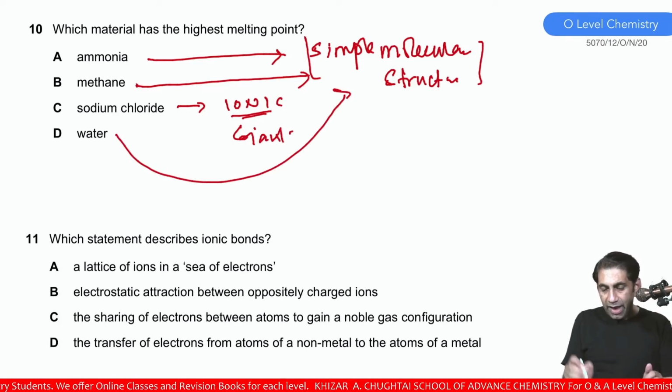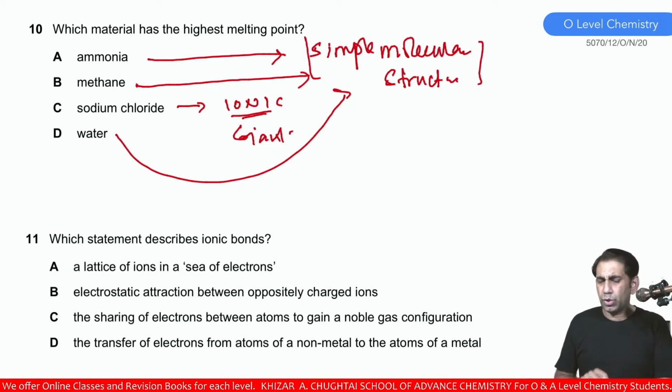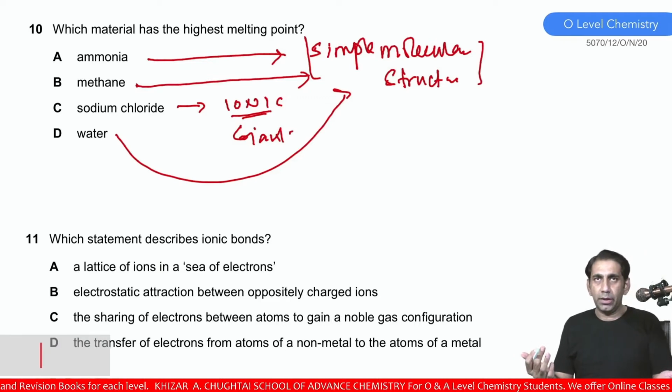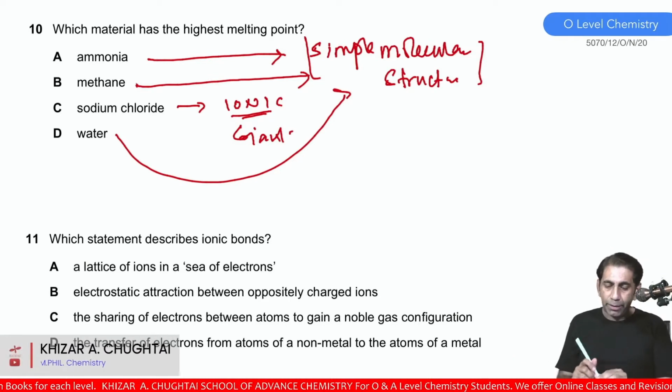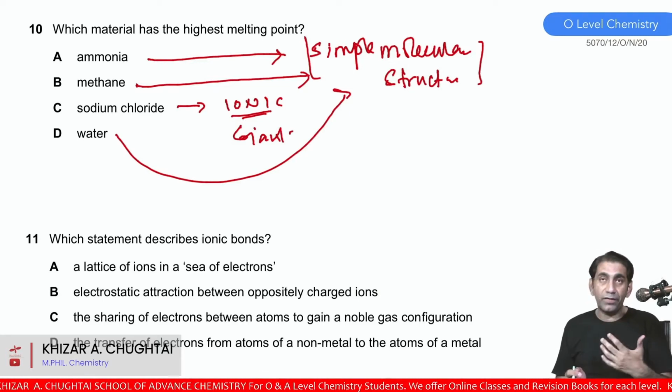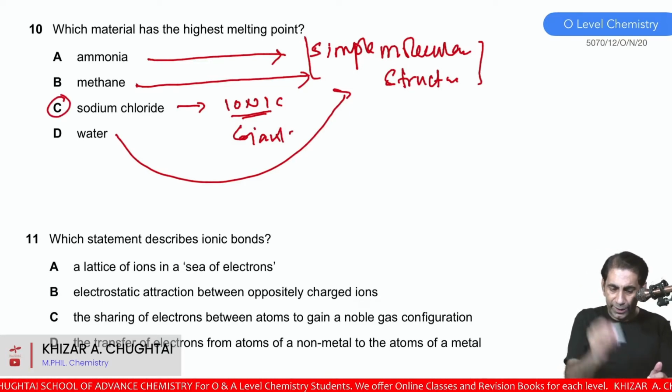Water again has a simple molecular structure. So the distinct one, the different one, is sodium chloride. And you know that an ionic compound having a giant ionic structure has higher melting and boiling points. So C is the correct option.